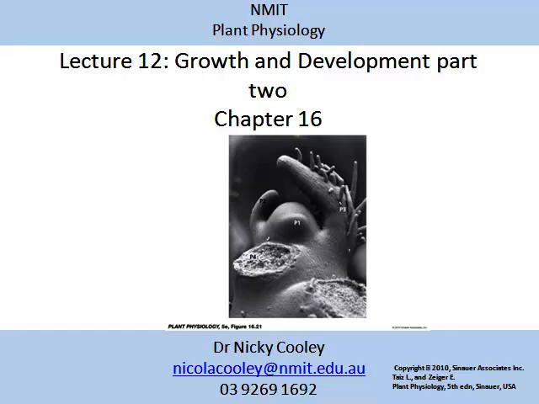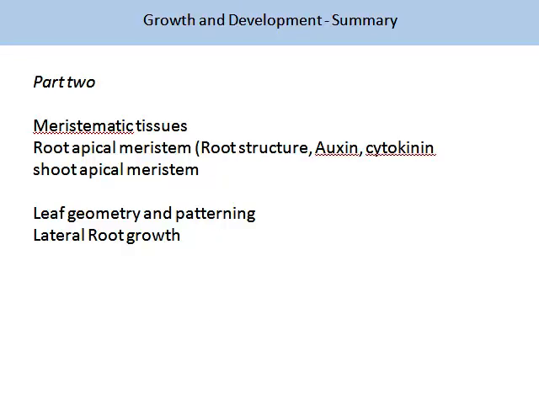My name is Dr. Nikki Cooley. In part 2 we will examine the growth of meristematic tissues. We will look into some detail about growth of the root apical meristem, the root structure, the interactions with root growth and auxin, and interactions with root growth and cytokinin. We will then go on to look at the shoot apical meristem. We will examine leaf geometry and patterning and lateral root growth.